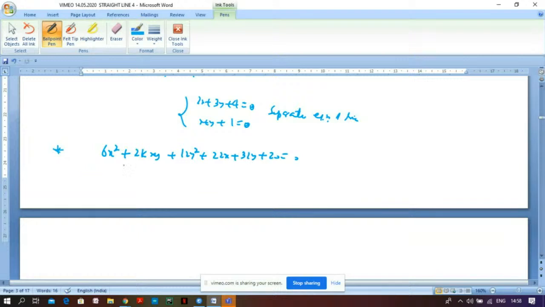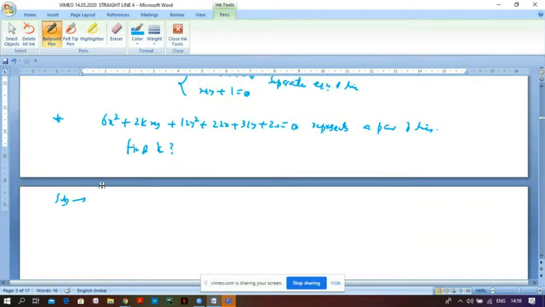So you are given that this represents a pair of lines. That's given to you, a pair of lines. Now I ask you to find k, or how many values of k, or what k are there. This is the whole thing. Find the values of k. So 6x squared plus 2kxy plus 12y squared plus 22x plus 31y plus 20 equal to 0 represents a pair of straight lines. Find k.